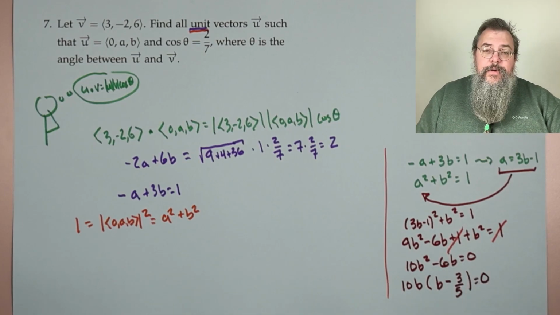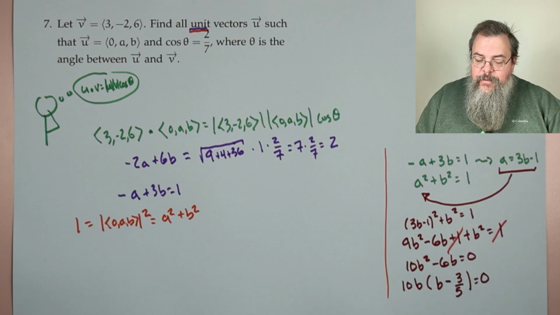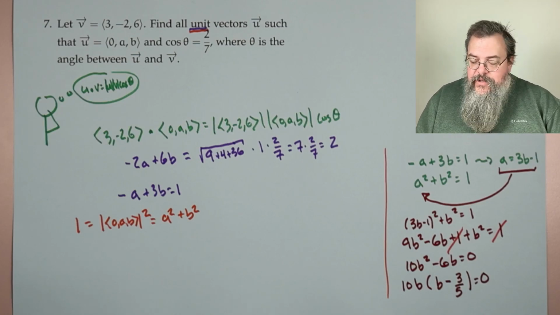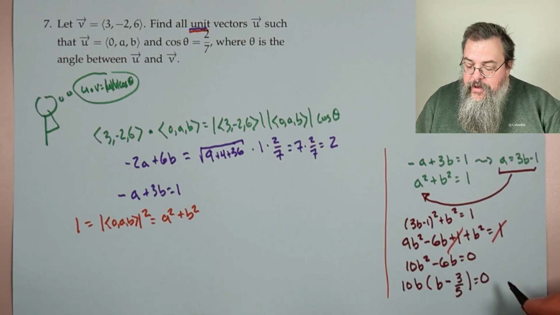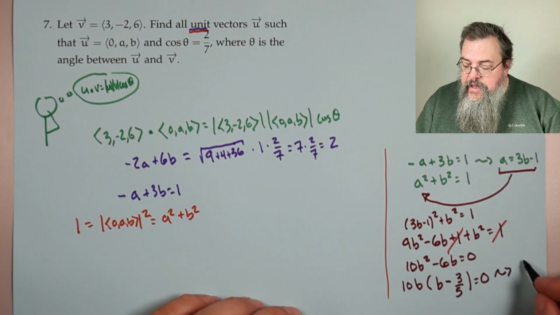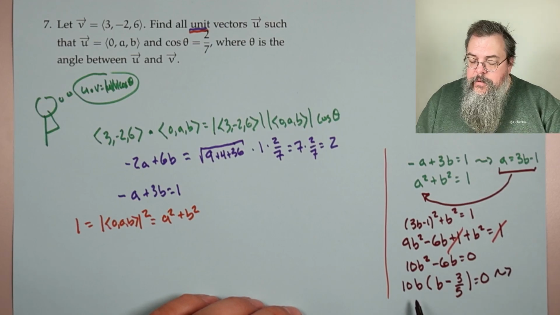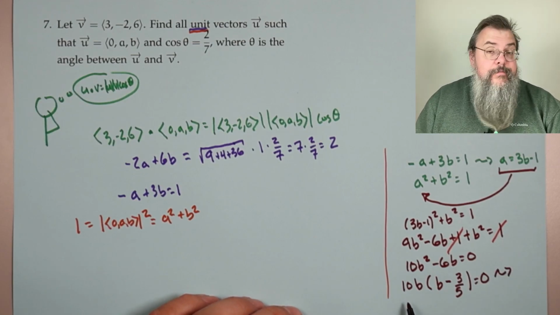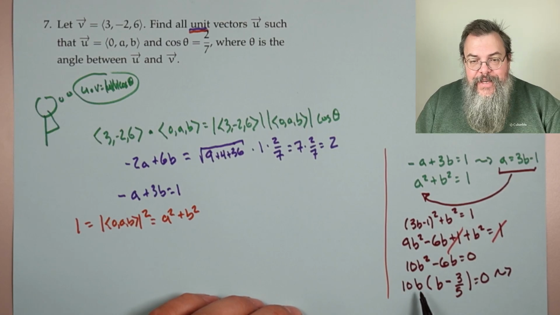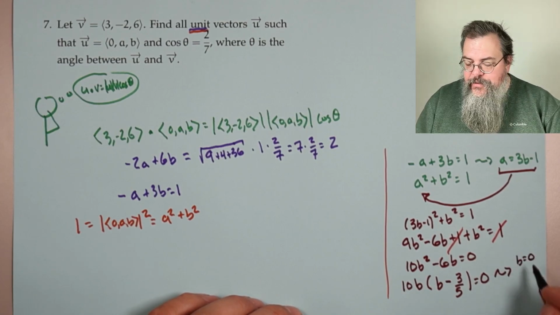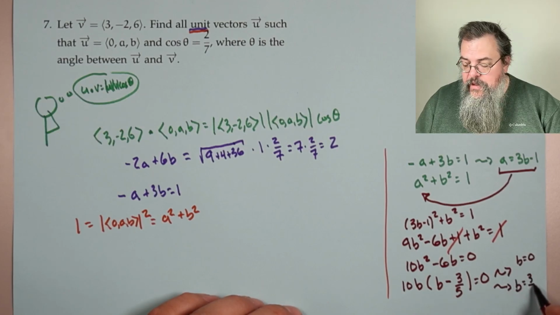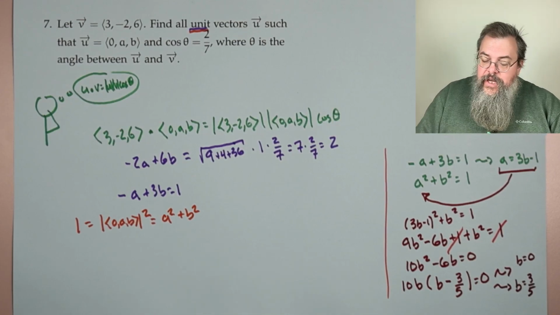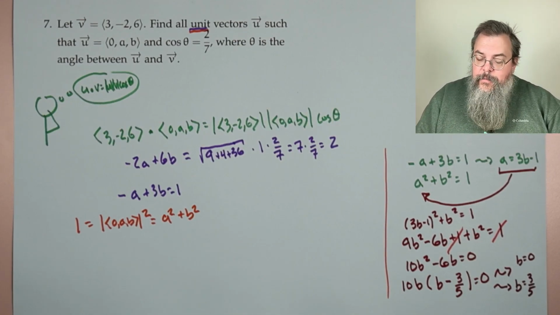And so we say, oh, okay, well, what does that tell us? Well, we need to have 10 times B minus 3/5 to be 0. And that leads us to our conclusion that, oh, hey, that gives us 2 possibilities. Well, it gives us 3 possibilities. 10 is 0, but that turns out not true. B is 0. Okay, that could be true. Or we could get that B is 3/5.